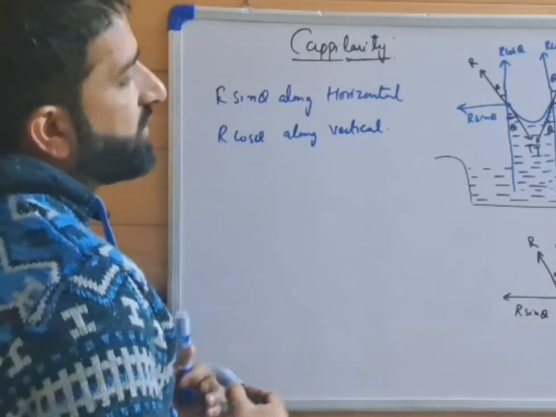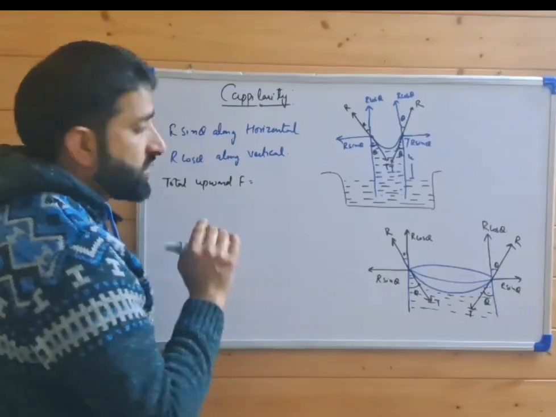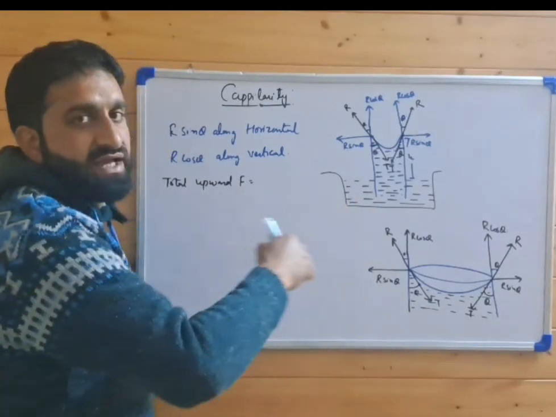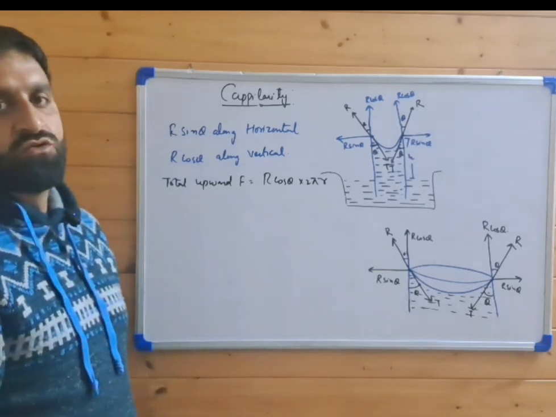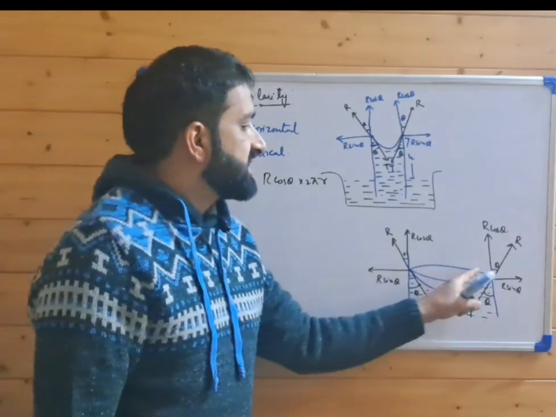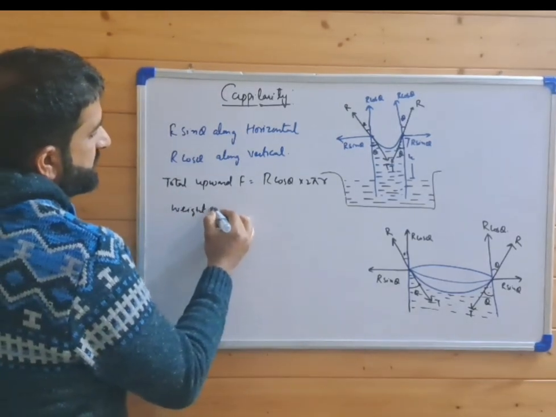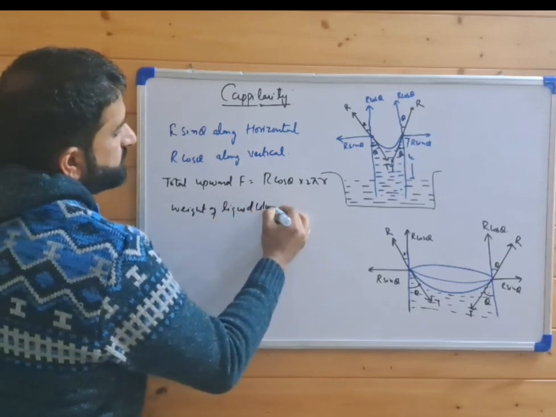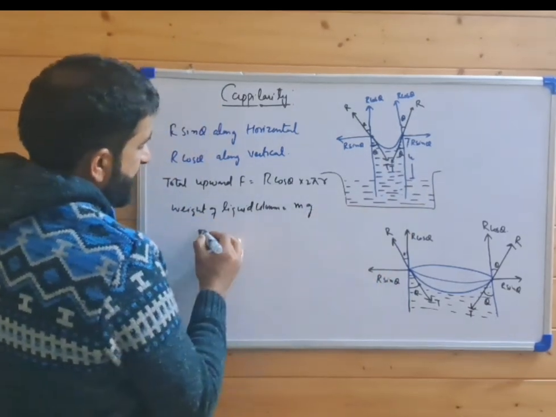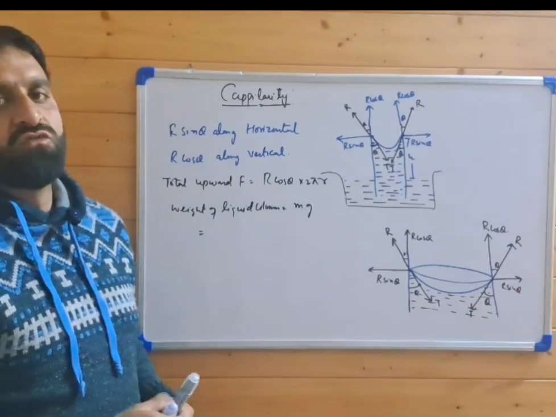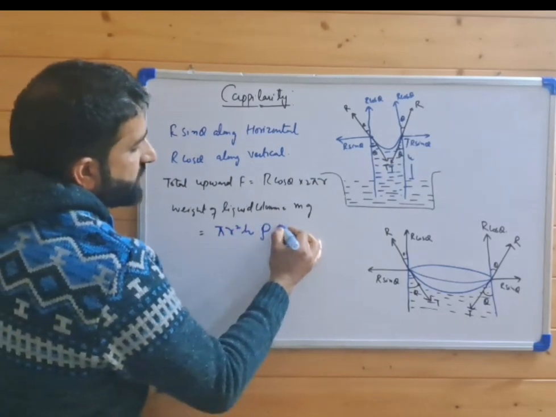Now the total upward force is the component R cos theta along the circumference. That is R cos theta into 2 pi r, where 2 pi r is the circumference if r is the radius of this circle. Now, the weight of the liquid column of height h is m into g, and we know that mass is volume into density. As this is of cylindrical shape, the volume is pi r square h, and the density is rho.